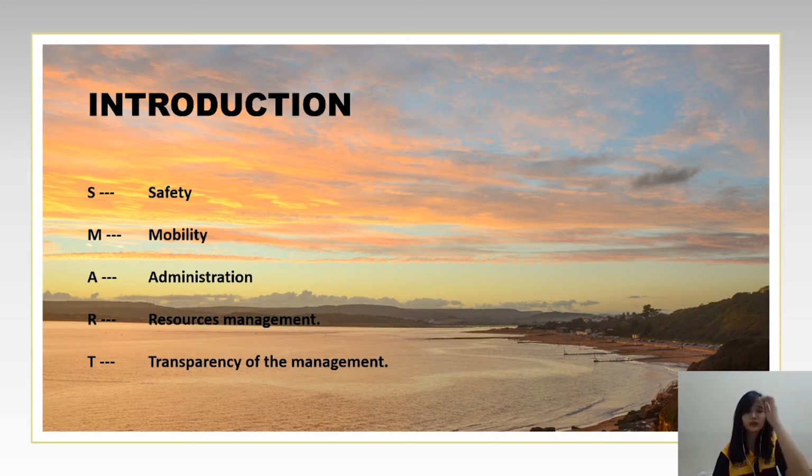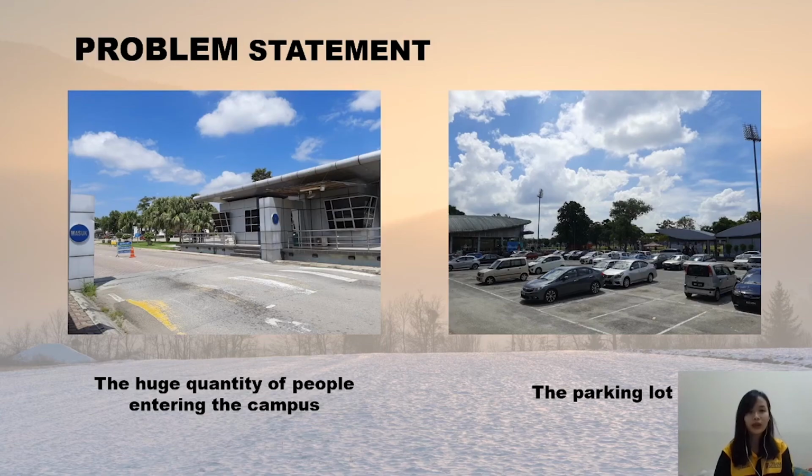Next is resource management. Since the energy resource in our country is running out, we think that resource management in the campus should be arranged properly, such as using solar energy to replace electrical energy so that we can save energy resources. And T is the transparency of the management. The management should let all the staff of the campus know their short-term and long-term objectives and plans so that they could prepare themselves to work harder to achieve the objective together.